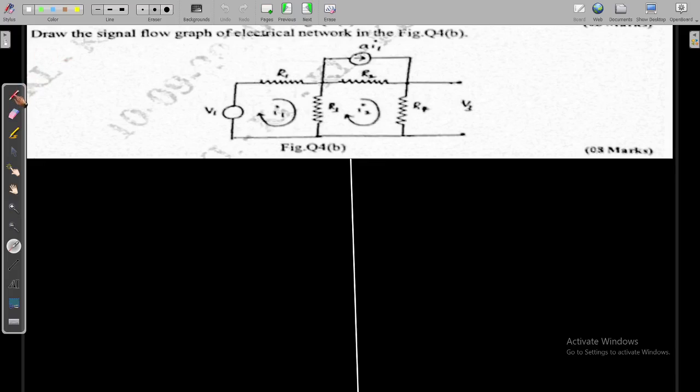Today we are going to see the different type of model problems which were asked in the previous paper. Draw the signal flow graph for the electrical network shown in the figure below. So I have to draw the signal flow graph for the electrical network.